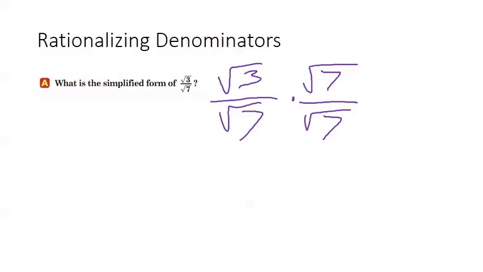Now, we talked about this slightly, but if you have the square root of 3 times the square root of 7, it equals the square root of 3 times 7. Okay? If you have the square root of 7 times the square root of 7, it equals the square root of 7 times 7.